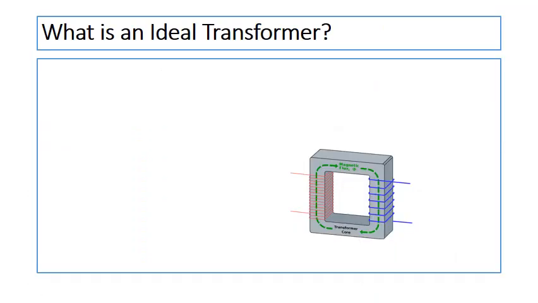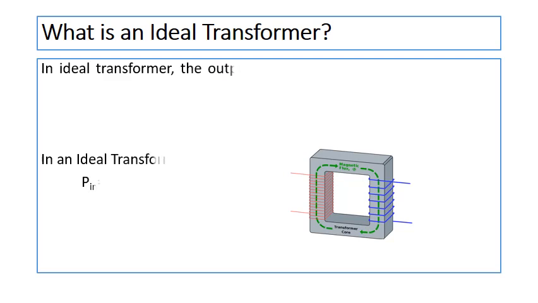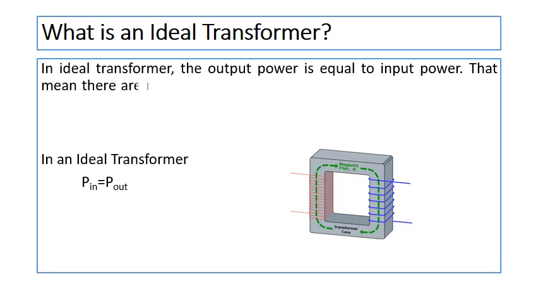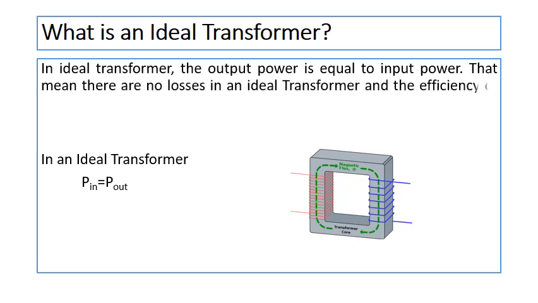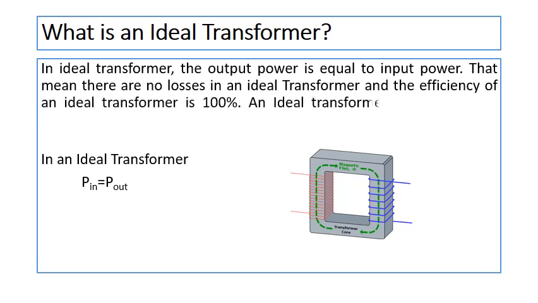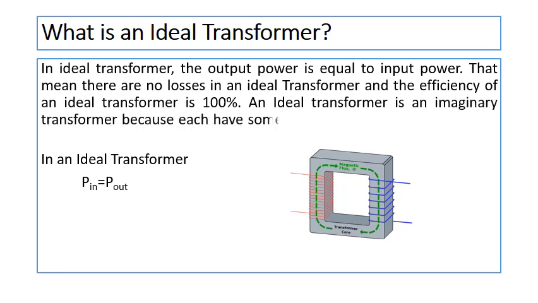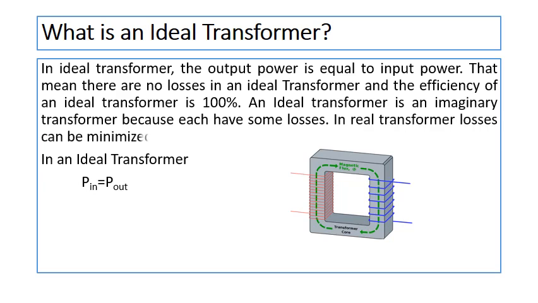What is an ideal transformer? In an ideal transformer, the output power is equal to the input power. That means there are no losses in an ideal transformer and its efficiency is 100%. An ideal transformer is an imaginary transformer because every transformer has some losses. In a real transformer, losses can be minimized but cannot be reduced to zero.